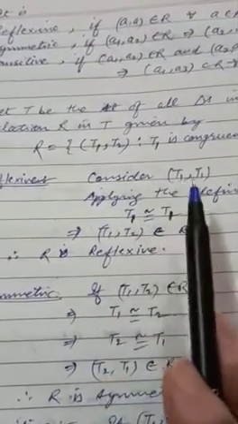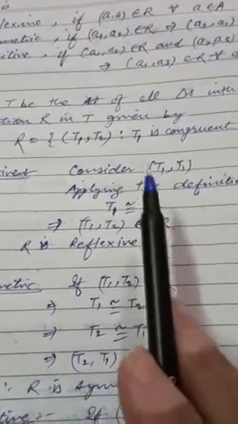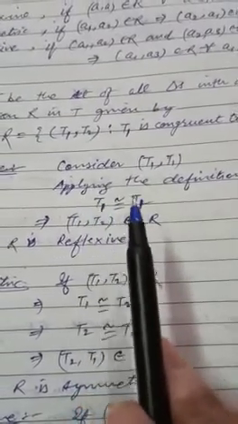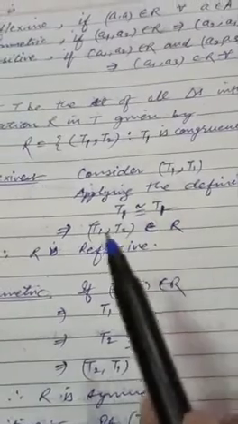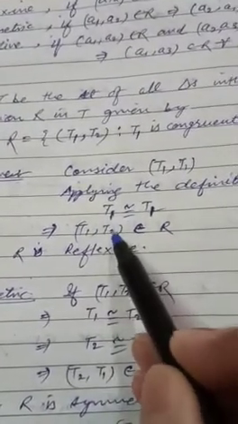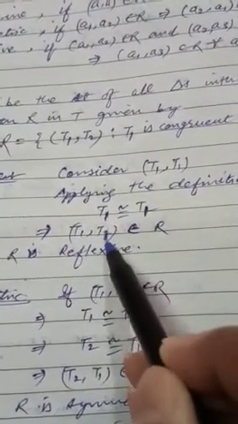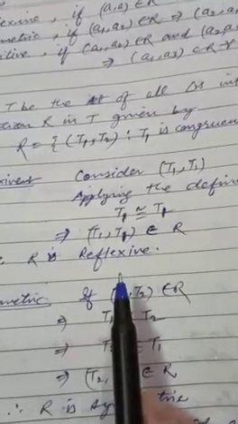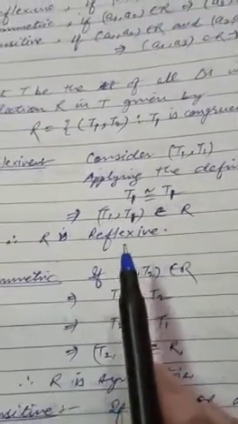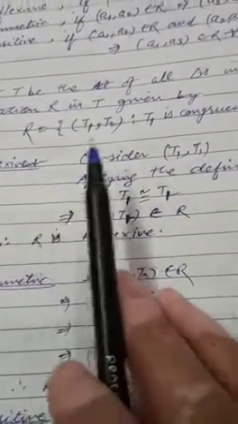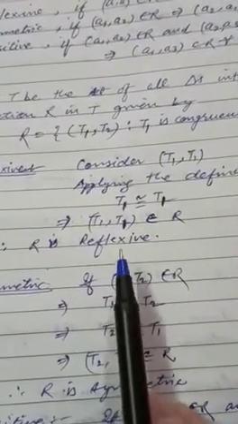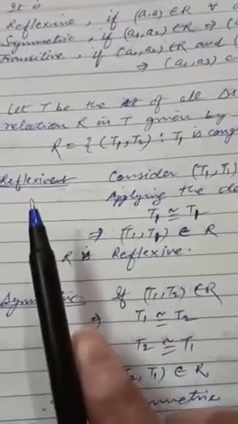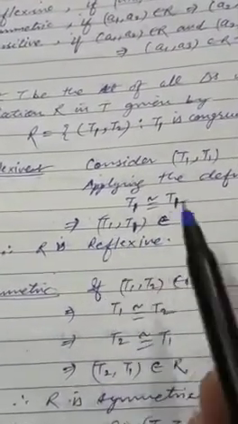So consider T1, T1. Now applying the definition, T1 is congruent to T1. Is it true? Yes, it is true. So T1, T1 belongs to R. It means R is reflexive. The relation congruency of two triangles is reflexive because a triangle is congruent to itself.